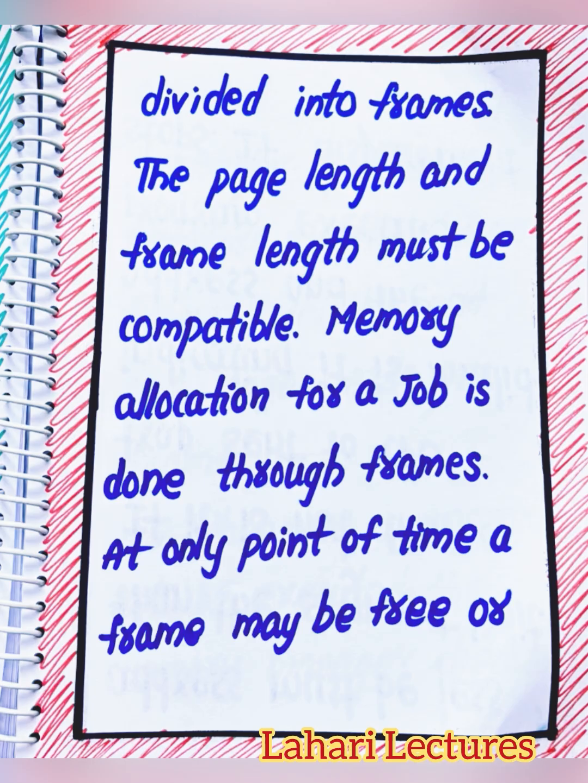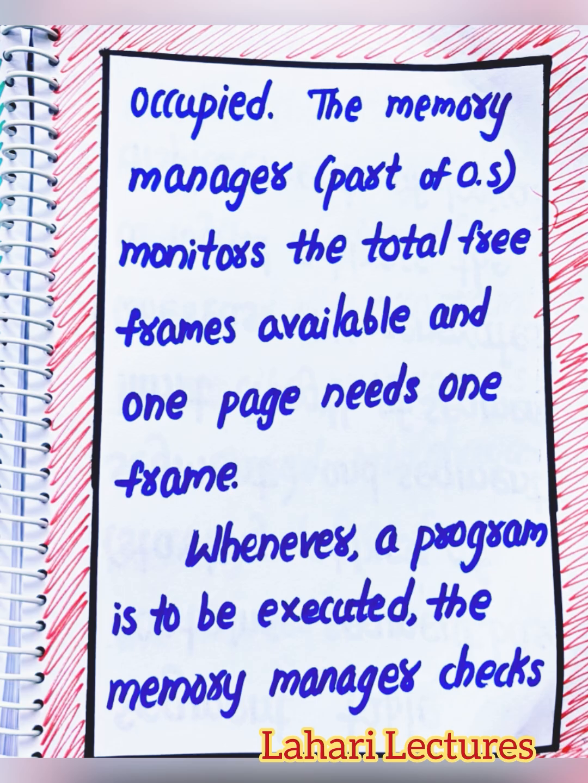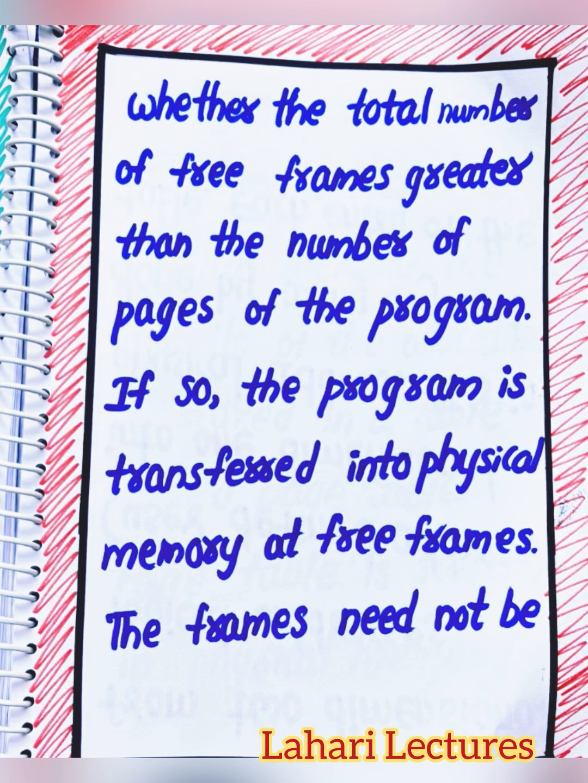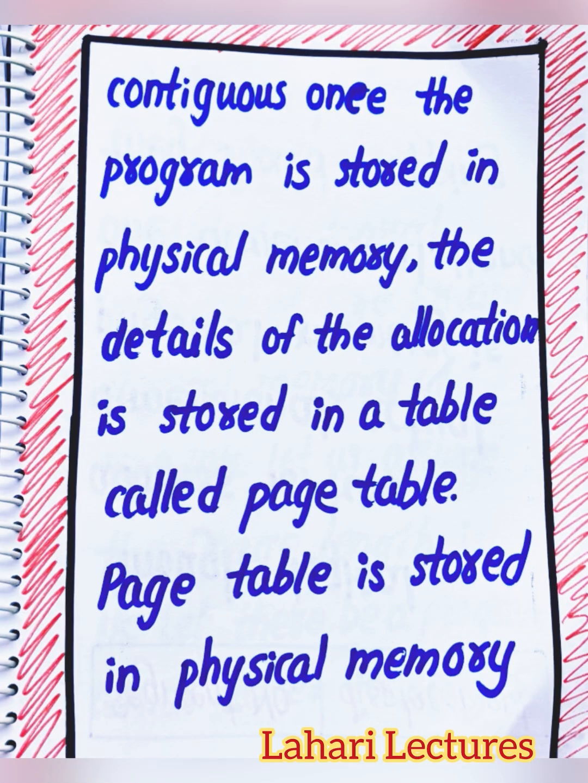Memory allocation for a job is done through frames. At any point of time, a frame may be free or occupied. The memory manager part of the OS monitors the total free frames available, and one page needs one frame. Whenever a program is to be executed, the memory manager checks whether the total number of free frames is greater than the number of pages of the program. If so, the program is transferred into physical memory at free frames. The frames need not be contiguous.